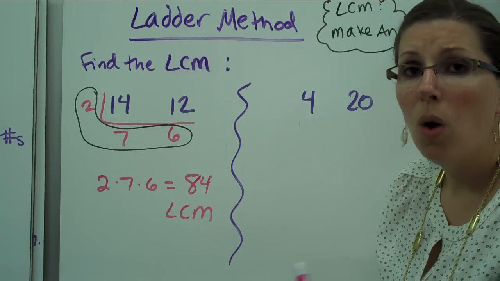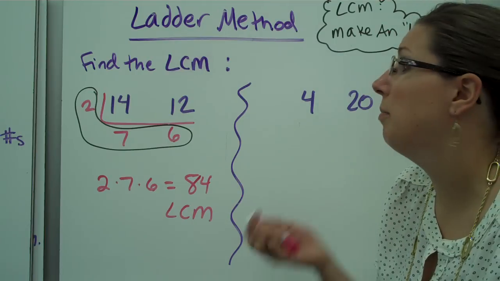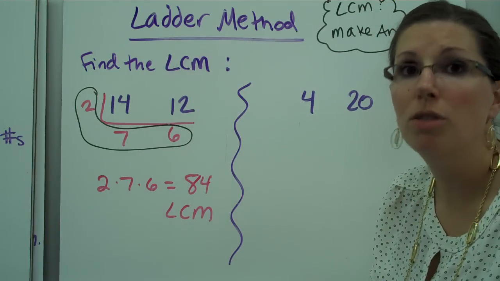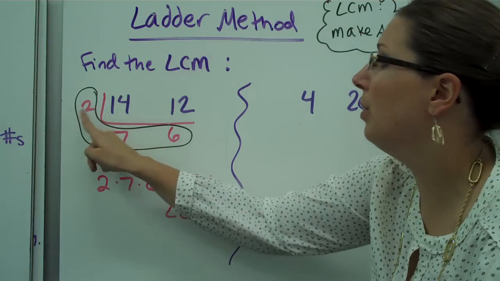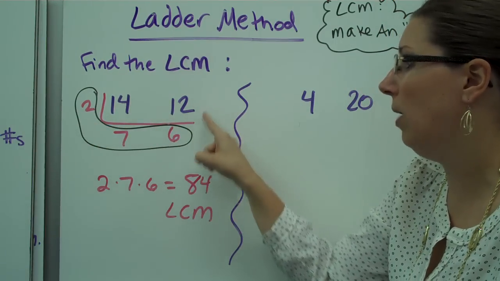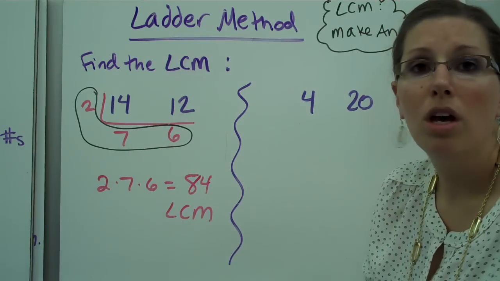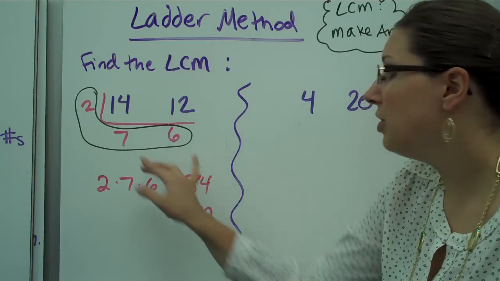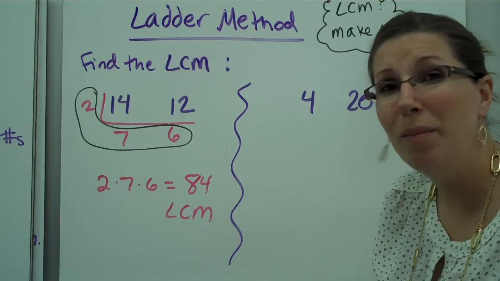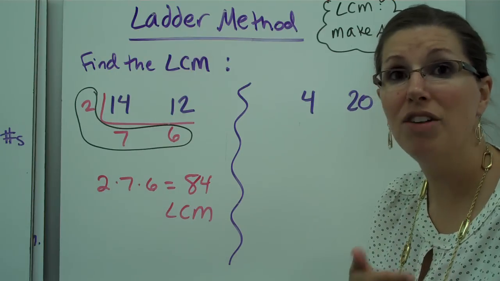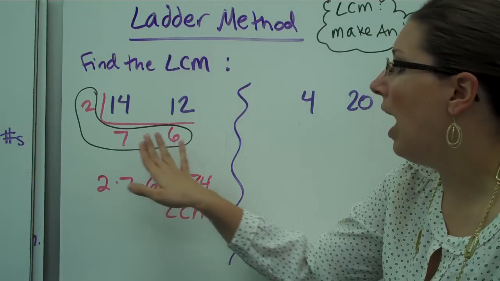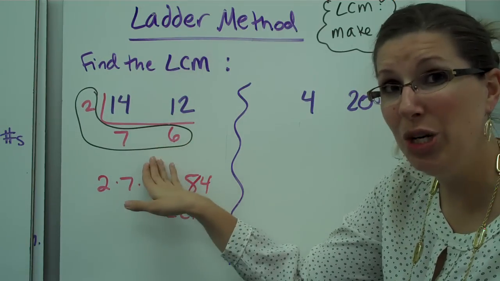And I ask myself, what's the smallest prime number that goes into both 14 and 12? Well, I know that these are both even, so 2 will go into both of these numbers. So I write a 2 on the outside, and I divide. 2 goes into 14 7 times, 2 goes into 12 6 times. I look at my numbers 7 and 6. These 2 numbers are what we call relatively prime, meaning that they are prime in comparison to each other. They have no other factors in common besides 1. So I'm stuck. That's all I can do.